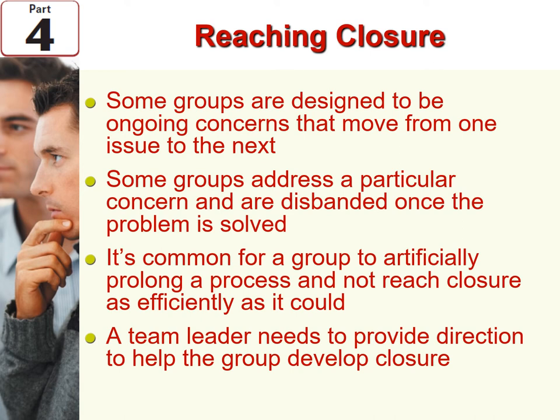In the third statement here, for the introduction of reaching closure: it is common for a group to artificially prolong a process and not reach closure as efficiently as it could. I mean, in some organizations, they have some group that continues a process, and even though they continue the process, they do not reach closure as a good outcome. Prolong means extend, okay? Extend the process and not reach closure as efficiently as it could. Just to give you a little hint about that, in some organizations some groups prolong a process without reaching closure, right?